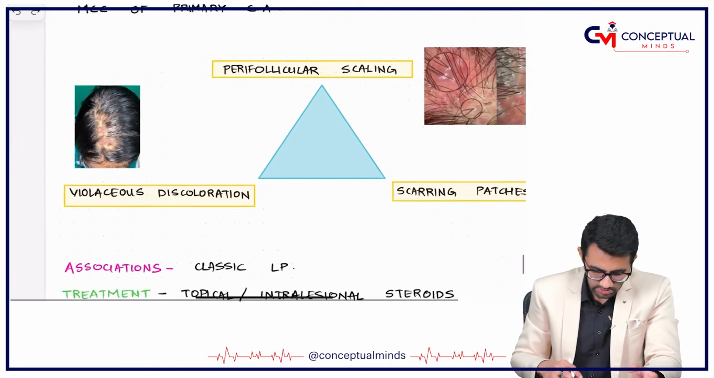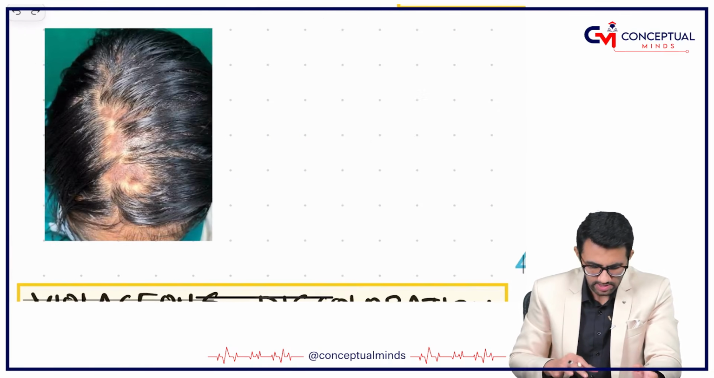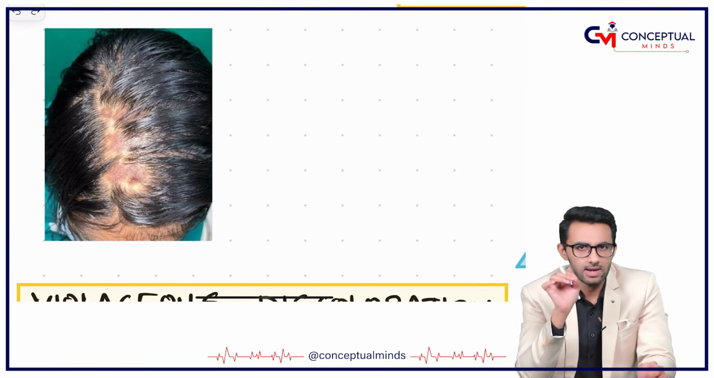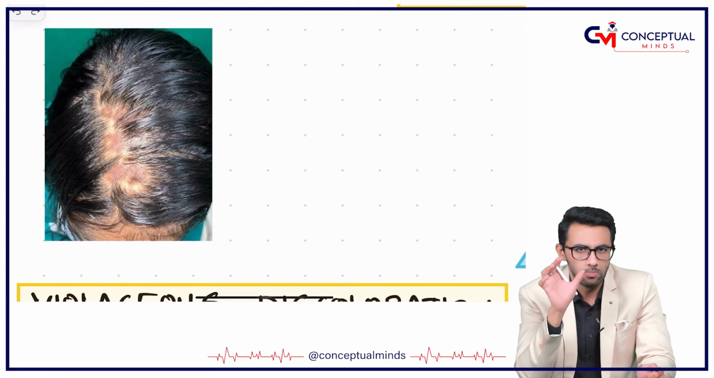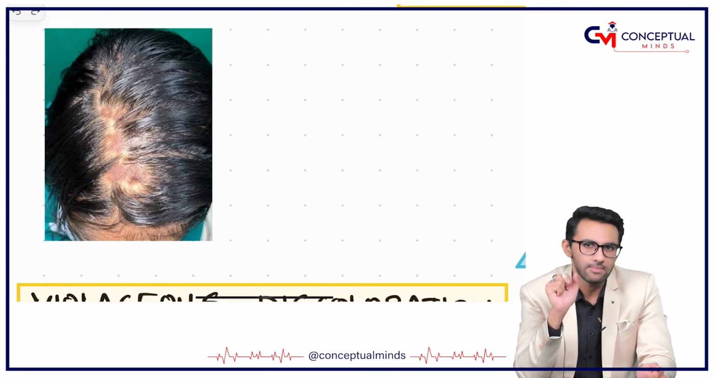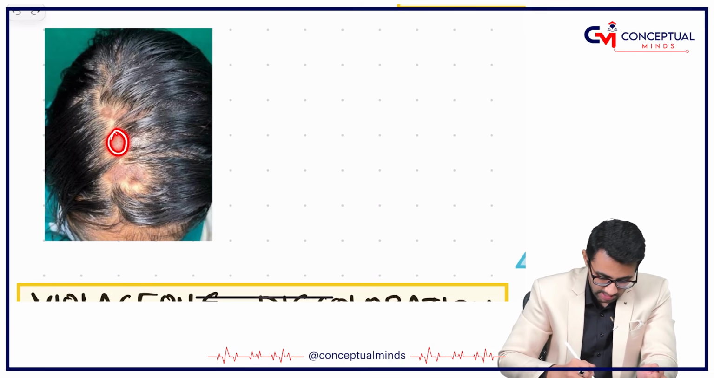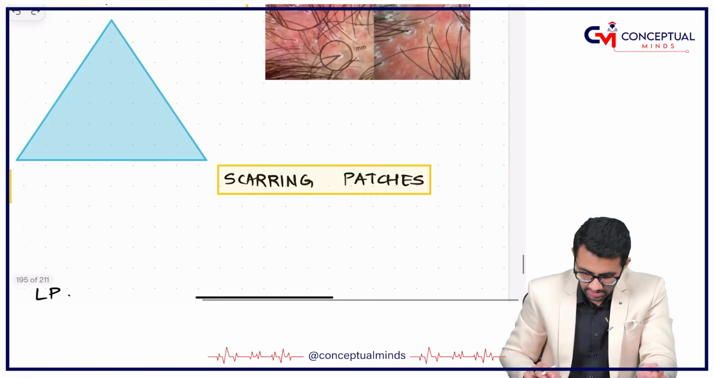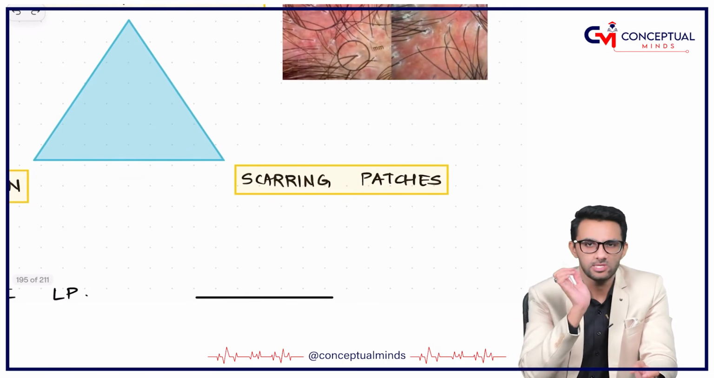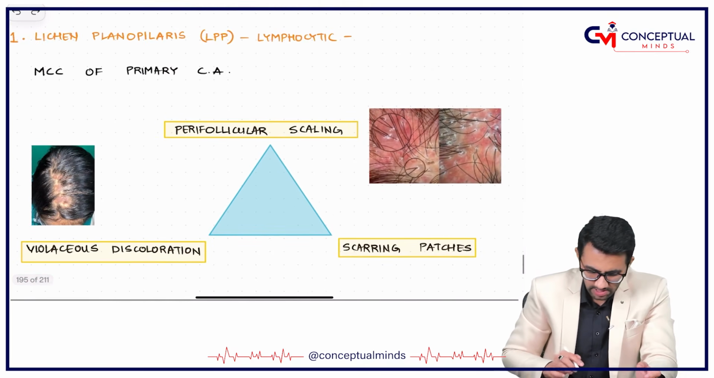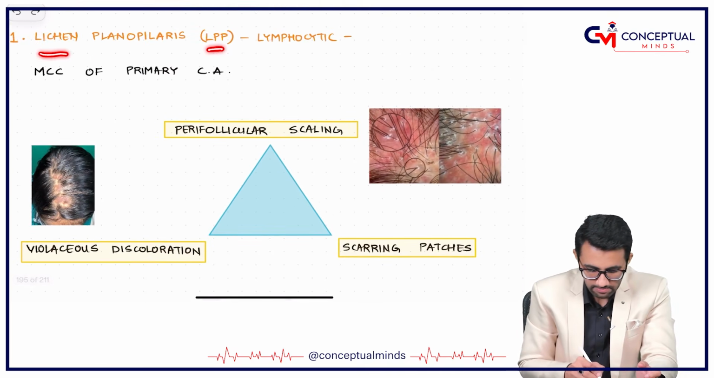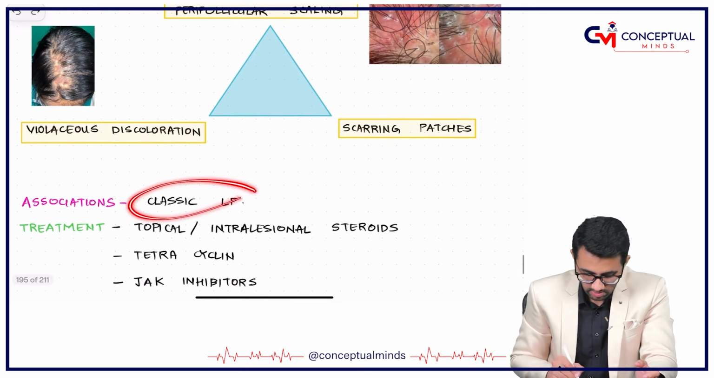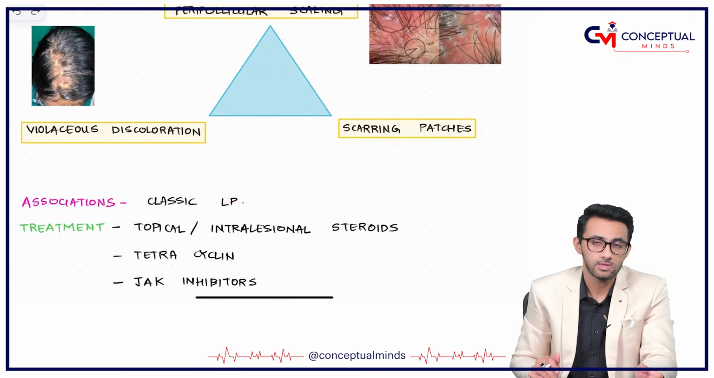How about the next one? You can see the violaceous discoloration. This is a very particular thing about lichen planus, the purple, flat-topped, polygonal, pruritic lesions. We read about this when we read the chapter on lichen planus. You can see it over here as well. I'm not telling you that this is lichen planus, this is LPP, and over here we have the scarring patch. So if we just remember this, a very small topic about LPP, that is lichen planopilaris, which has an association with lichen planus.